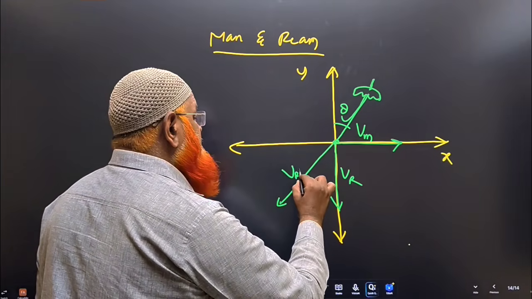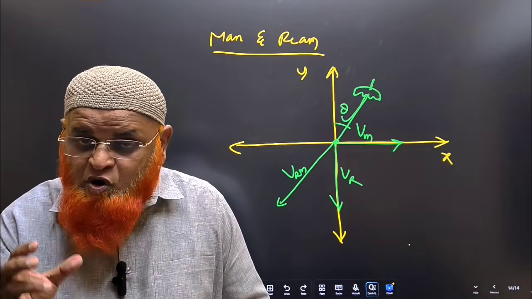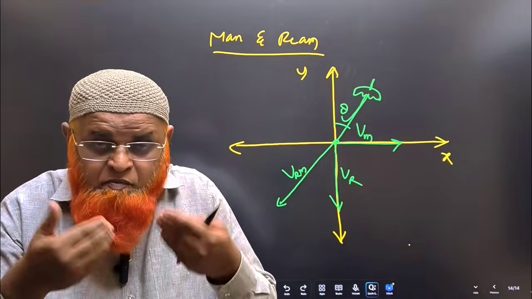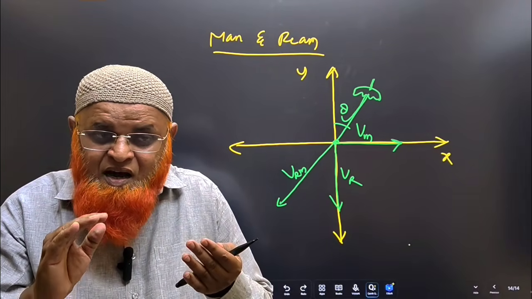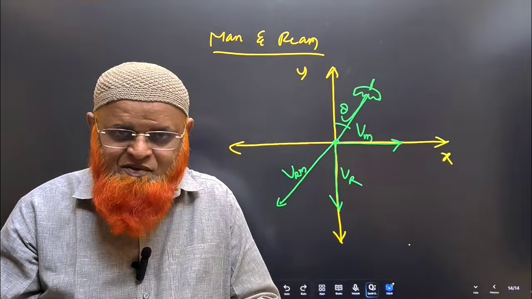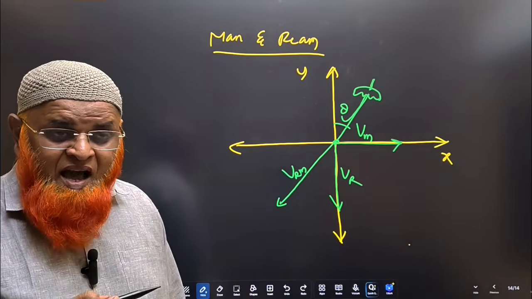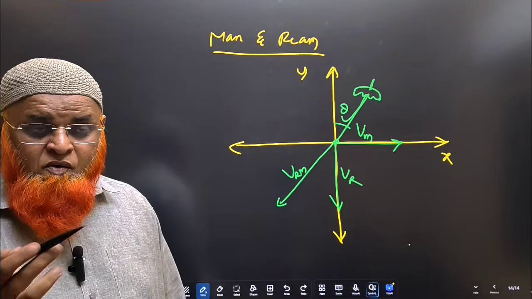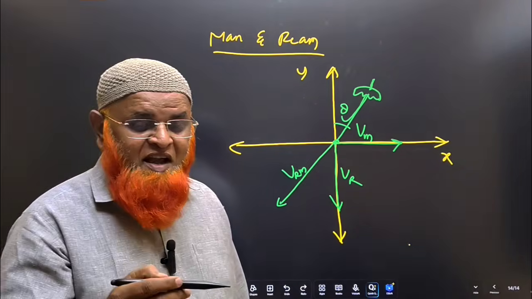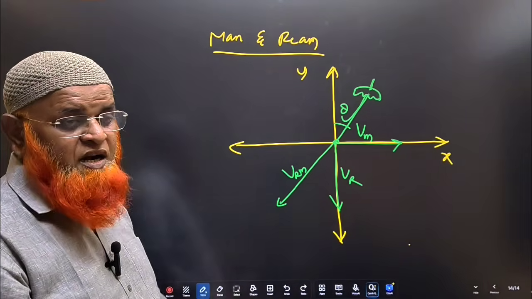This is called the velocity of rain with respect to man, because the man is observing the rain. We should not write velocity of man with respect to rain; is the rain observing you, where you are going? It doesn't make any sense, isn't it? Velocity of man with respect to rain is wrong, velocity of rain with respect to man is correct. So this is called relative velocity.